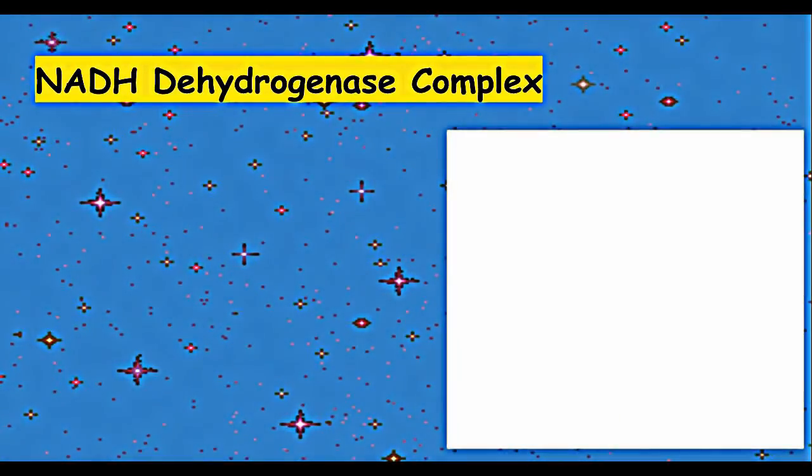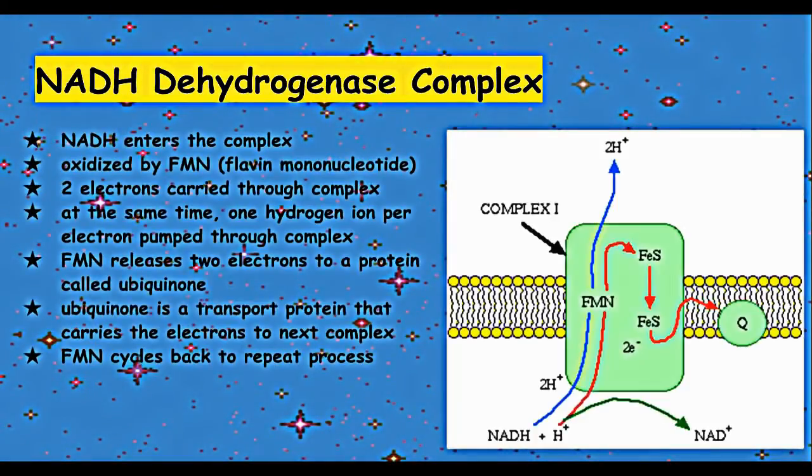This is the NADH dehydrogenase complex, which is the first portion of the electron transport system. NADH enters the complex here and is oxidized by FMN, breaking it up and creating NAD+, which is then released back out. FMN, which stands for flavin mononucleotide, is a protein which oxidizes and then carries the electrons within this complex. At the same time that the electrons are being oxidized, hydrogen ions are being pumped through the complex and out to the other side of the membrane, starting to build up a gradient that we will talk about more later.